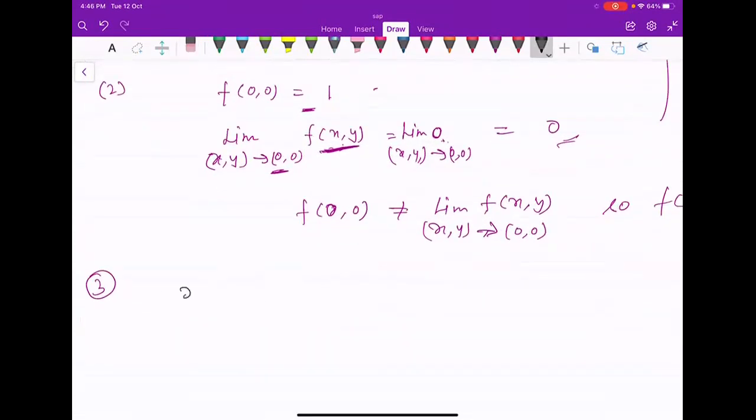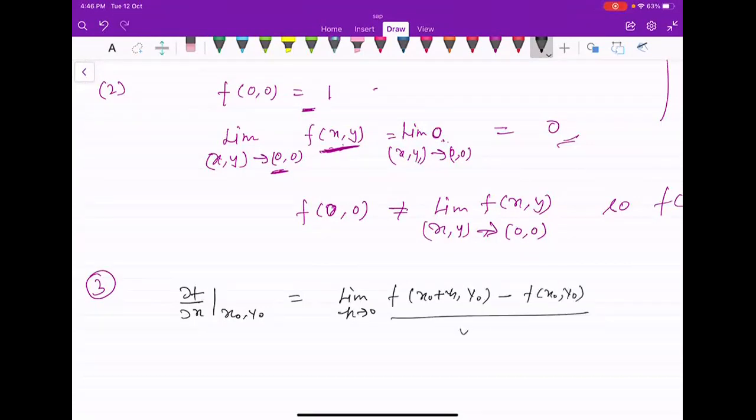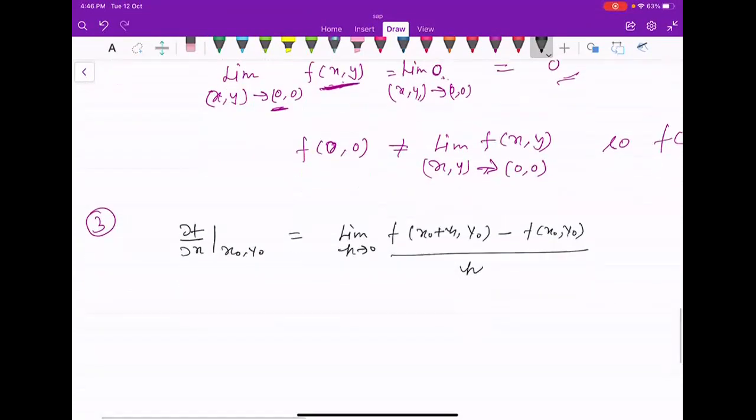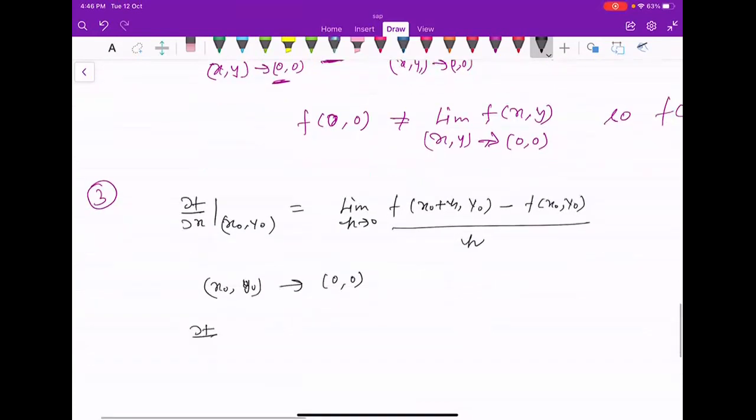Now, what we have to do is compute del f over del x at the point, suppose, x naught, y naught. This is the definition: limit h tending to 0, f of x naught plus h, y naught, minus f of x naught, y naught, upon h. Now x0, y0 is the point 0, 0. Now we have to compute the derivative by using the definition.